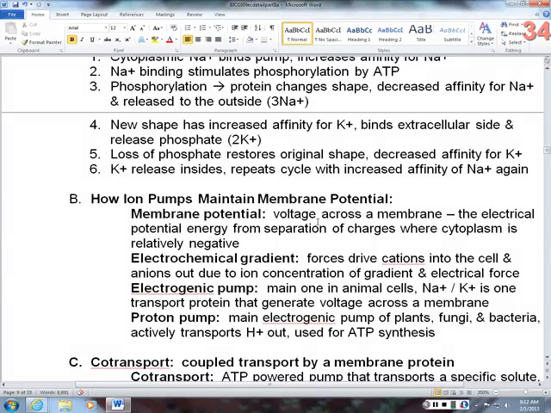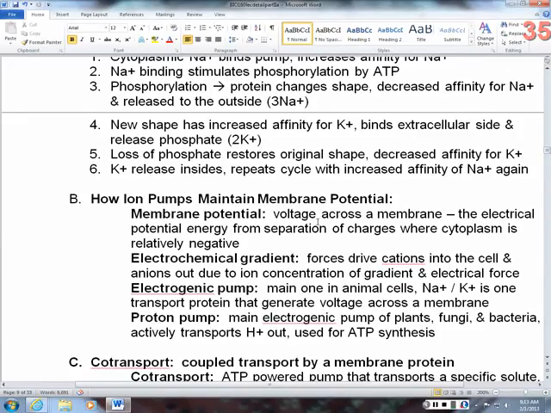It's going to do work for you by opening up the channels and allowing those sodiums and potassiums to come back to the other side of the membrane and mix back up again. So the electrochemical gradient is going to force the cations into the cell and the anions out to create a concentration gradient and electrical force, separating the positives and negatives.